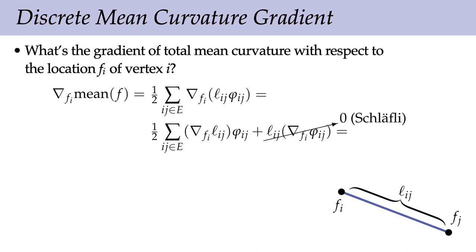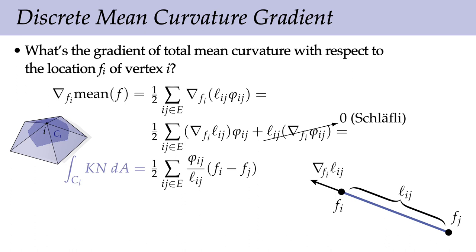So hopefully this one is a little easier than the examples we saw before. Hopefully it's pretty clear if I have a segment and I want to make it longer, I should just move vertex i in the direction of the segment, away from the opposite vertex. I also know that a unit change, if I move the endpoint a unit distance, the length will change by a unit amount, right? So the gradient of Lij with respect to fi is simply the unit vector pointing from fj to fi. Okay, and so I can write it this way. fi minus fj over Lij is my unit vector. I multiply that by phi ij, and I get this formula, sum over all edges of phi ij over Lij times fi minus fj. But that's exactly the same expression that we saw when we integrated the Gauss curvature normal over the dual cell associated with the vertex.